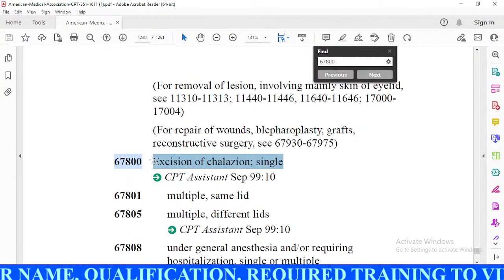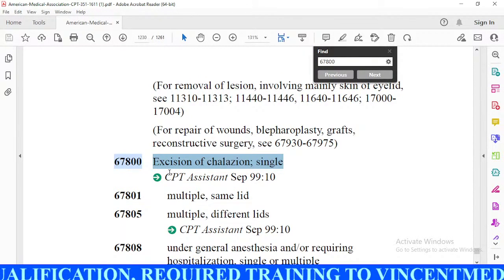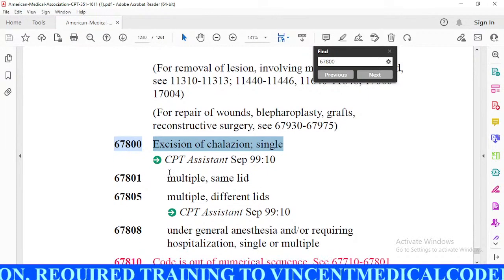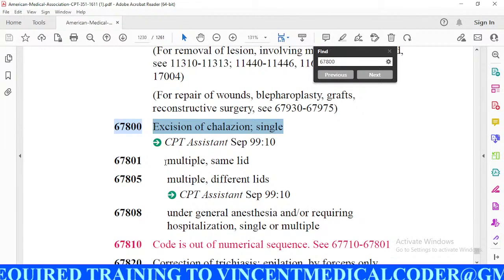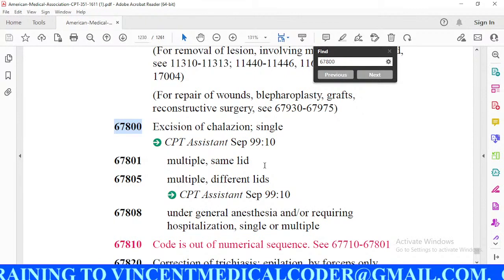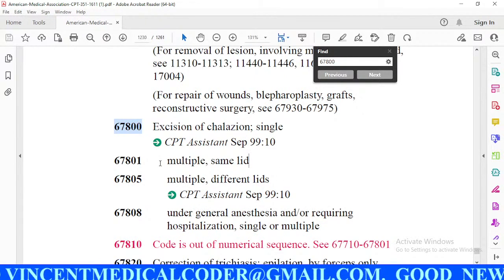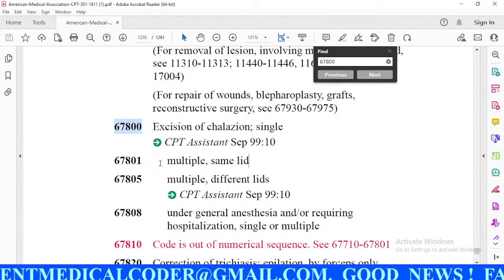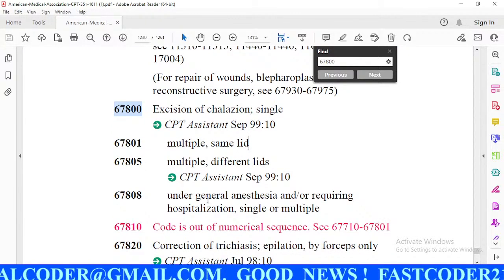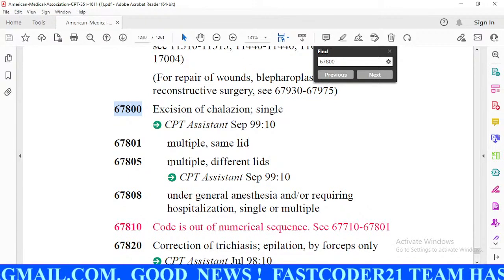So 67800 is the wrong answer. Next, you will check 67801. Here 67801 is for multiple on the same lid. But based on our question, we have multiple chalazia, and both are on different lids. So 67801 is also a wrong answer. Next we will check 67805, multiple different lids.